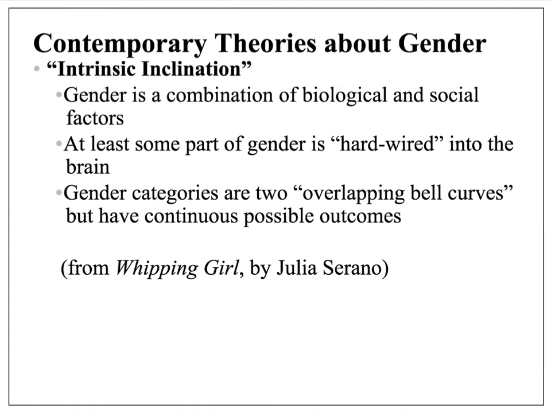A third gender theory comes from Julia Serrano, a trans woman, in her book Whipping Girl. Her theory is called intrinsic inclination, and she believes that gender is a combination of both biological and social factors. So she is combining both the biological theories and the post-structuralist theories. She believes that some part of gender, one's felt gender, is somehow hardwired into the brain, and that gender categories and expressions of gender are two overlapping bell curves, but have continuous possible outcomes.